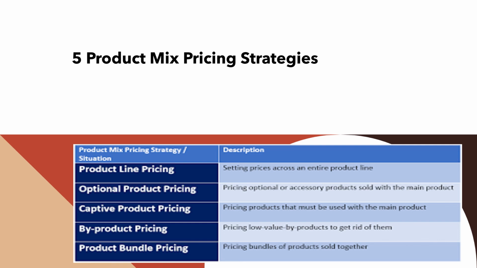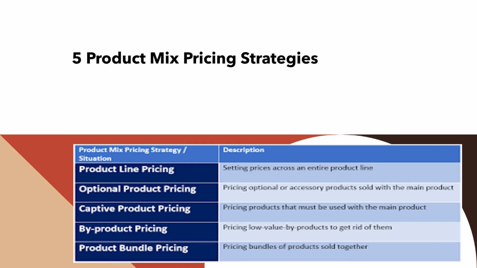Fourth one is byproduct pricing. It refers to the setting of a price for a byproduct to make the main product price more competitive. It is the result of the fact that producing products and services often generates byproducts. These byproducts may have little value and getting rid of them is costly.